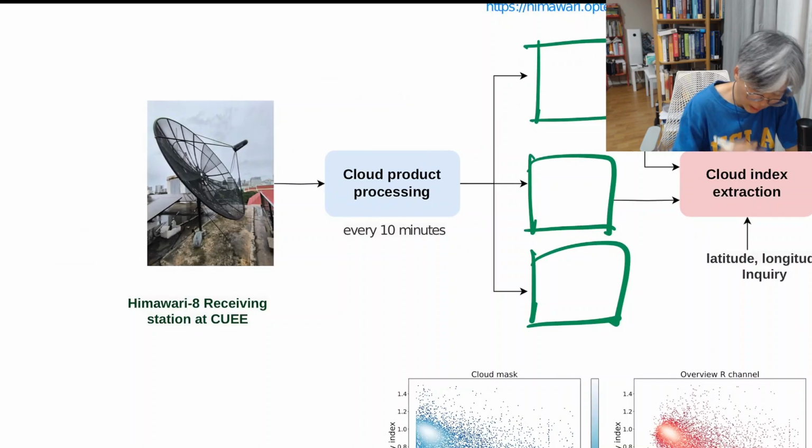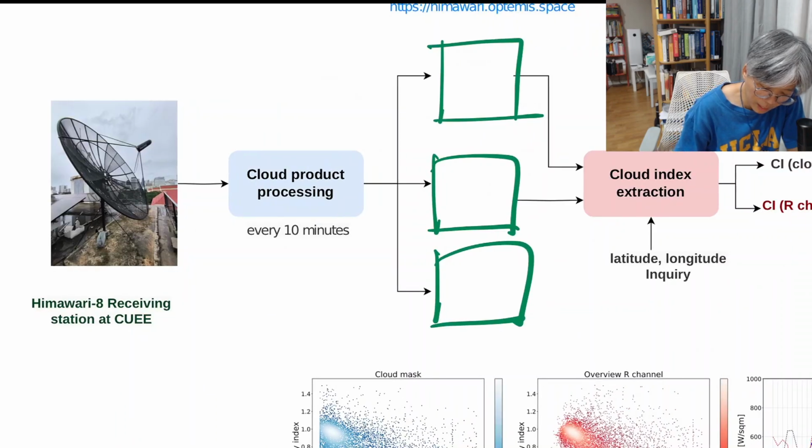So at our department, we have an antenna. We have a receiving station. It receives the satellite signal from Himawari 8/9, and we have the server that performs the cloud product processing.